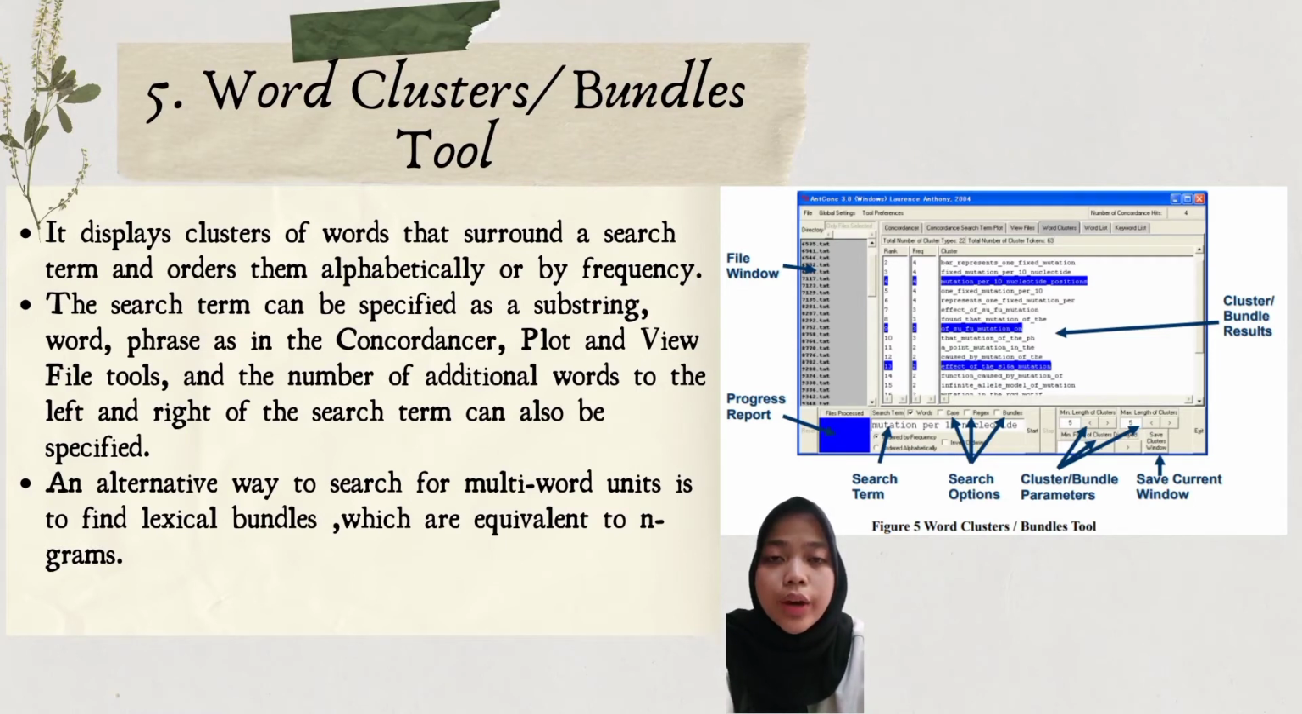An alternative way to search full multi-word units is to find lexical bundles, which are equivalent to n-grams, where n can vary usually between 2 and 5 words.